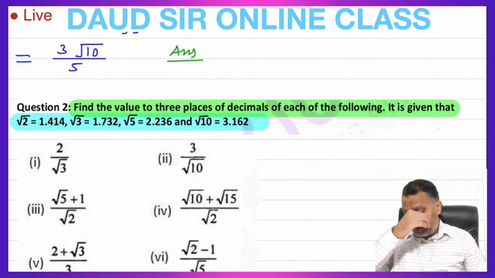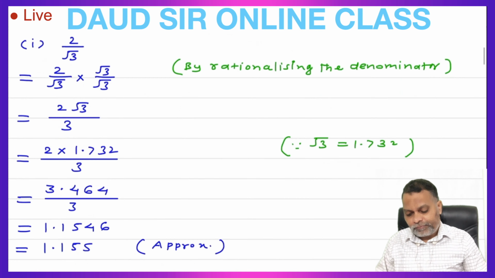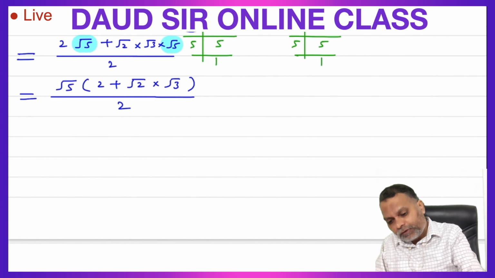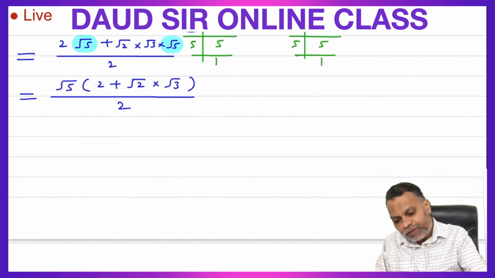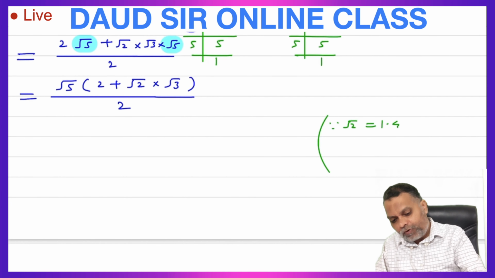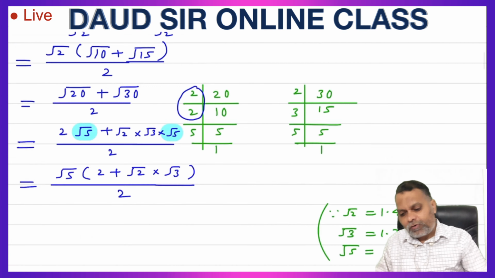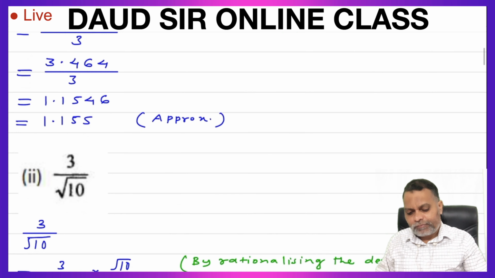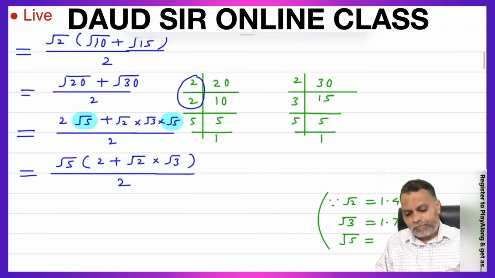We have the values of root 2, root 3, root 5, all values. Substitute the values of root 2, root 3 and root 5. What values are given? Root 2 is 1.414, root 3 is 1.732 and root 5 is, it is given, 2.236.